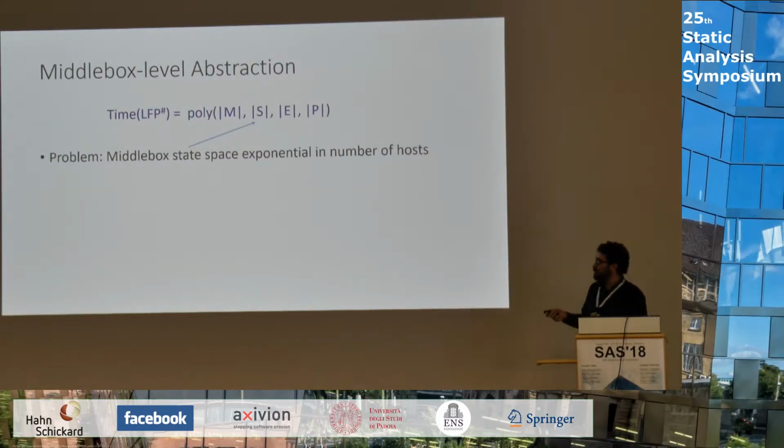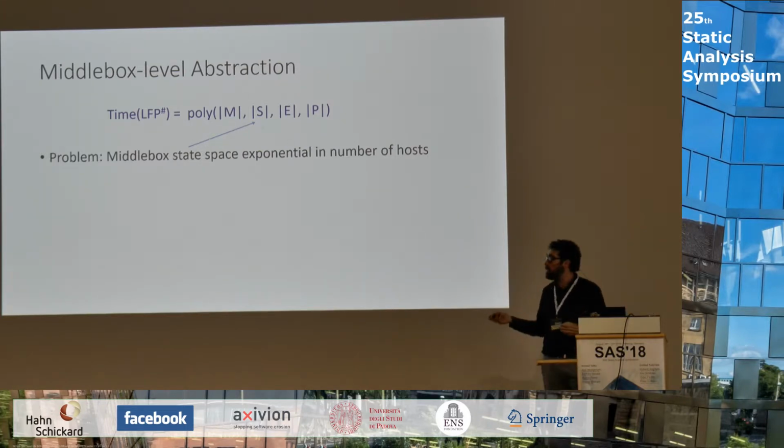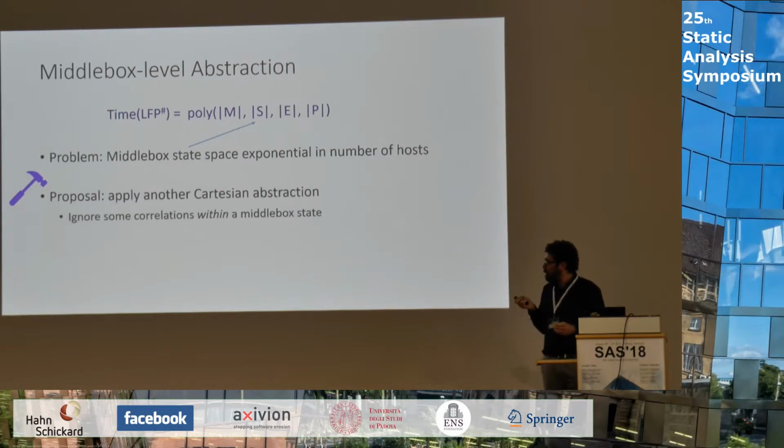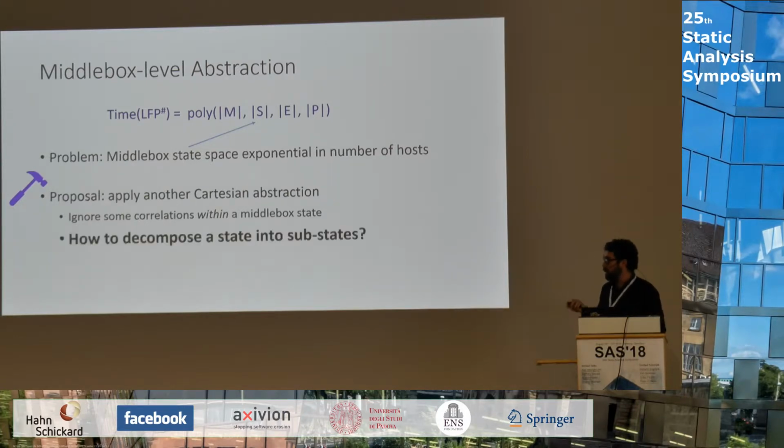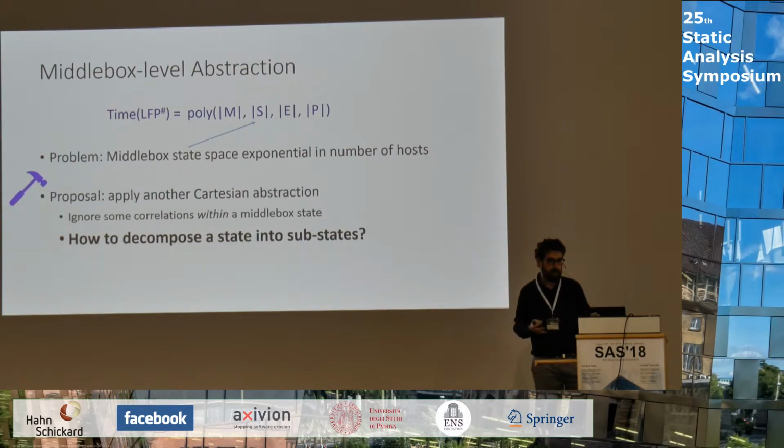This is kind of unfortunate, because we might have a lot of hosts in the network and we want to scale better on the number of hosts. So what we propose is applying another Cartesian abstraction. In this case, breaking down the internal state of the middle box itself and ignoring some of the correlations there. Which raises the question: how do you decompose the state of a thing into substates?